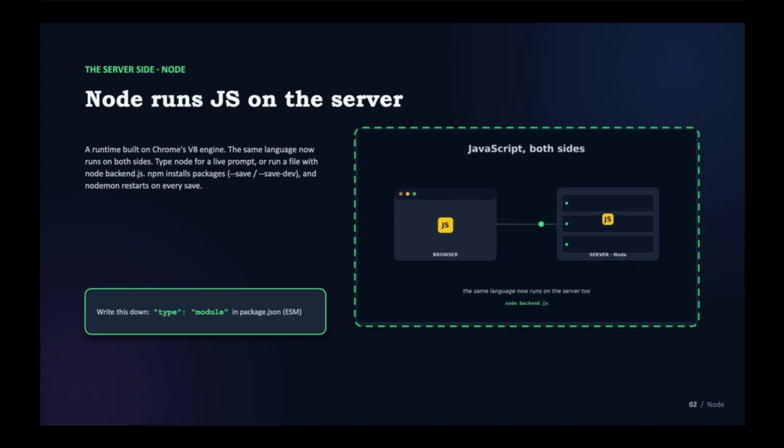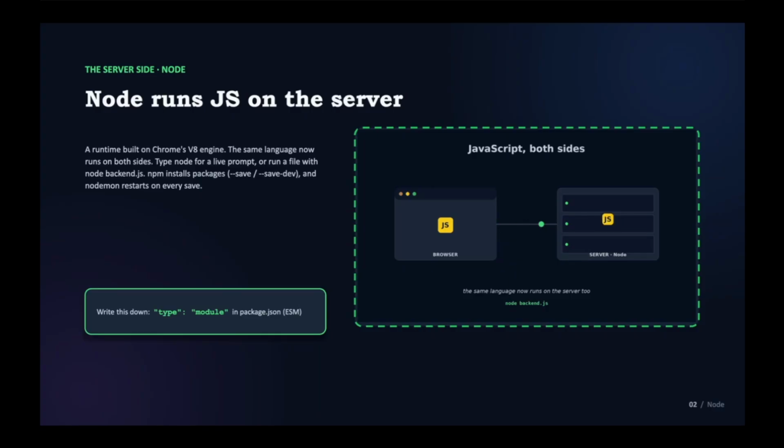Node defaults to an older module system called CommonJS. But in this course, we are using ES modules, like I said before, ESM. So you'll have to add type colon module to your package.json, or all your imports will throw an error by default. One more quality of life tool is Nodemon. It watches your files and restarts the server every time you save. So you don't have to kill the engine and rerun it by hand every time you make a change.